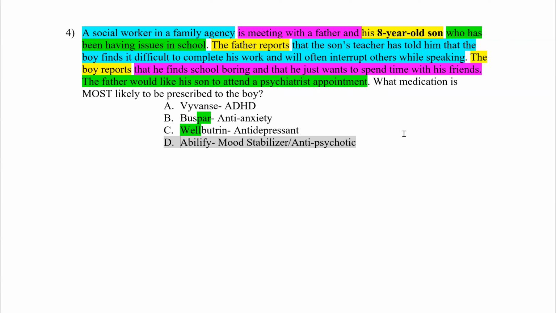So now we're looking at A, Vyvanse, B, Buspar, or C, Wellbutrin. And if we look back at the question, we don't see any depressive symptoms. So that's going to be ruled out. And then we have to ask ourselves, is this more inattention and hyperactivity, impulsivity, or anxiety? It says he's finding it difficult to complete his work and he's interrupting other people while speaking. So we're looking more at the ADHD realm than anxiety, because it doesn't say that he's worried about anything. Doesn't say that he falls into any of the classes of the anxiety disorders. There's no separation anxiety, no social anxiety, or anything like that.